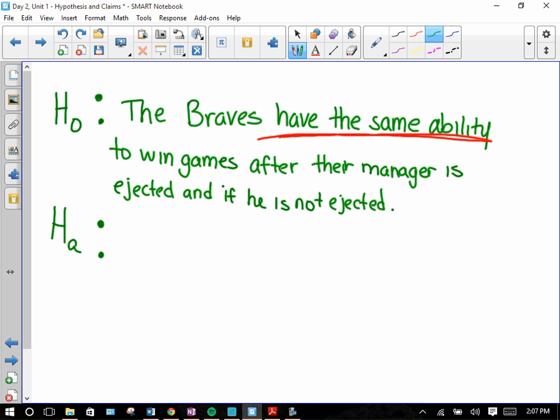Now, for our alternative hypothesis, how can we switch that around to make it into an alternative hypothesis? So first of all, it's going to be greater ability or lower ability, but in the problem it's saying, do they have a greater ability? So we're going to put greater ability. Now again, these are not questions. You're not saying "do they," here we're saying the Braves have.